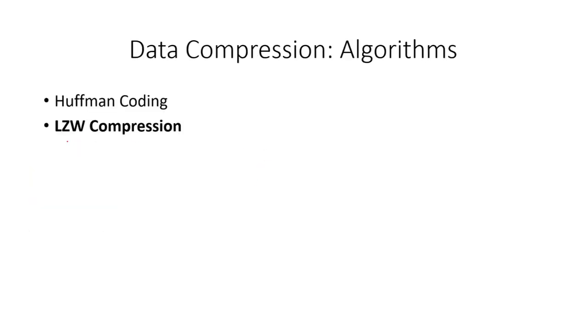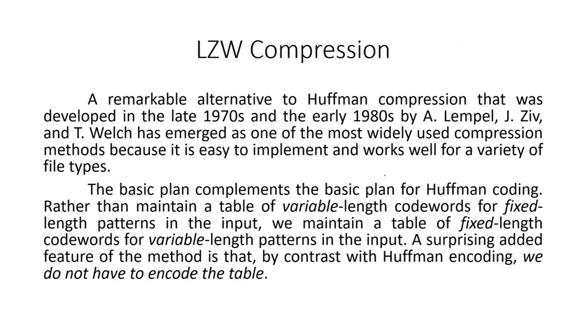The next algorithm is called LZW. LZW is a big improvement to Huffman compression. It was developed by Lempel, Ziv, and Welch in the late 70s and early 80s. The big difference between Huffman compression and LZW compression is that in LZW we don't need to go through the text at least once before we compress. We can compress the data as we go through the text.